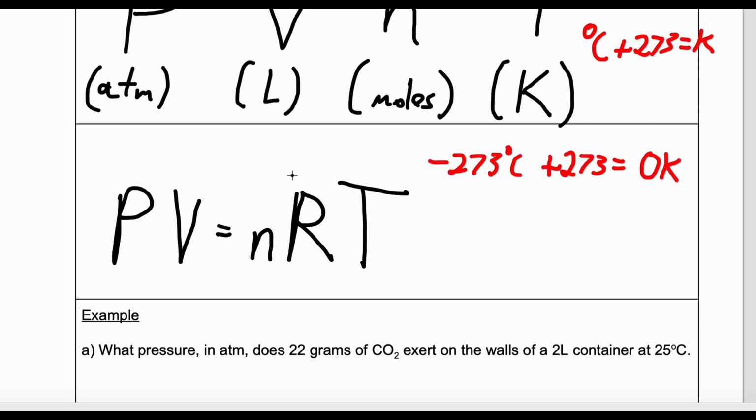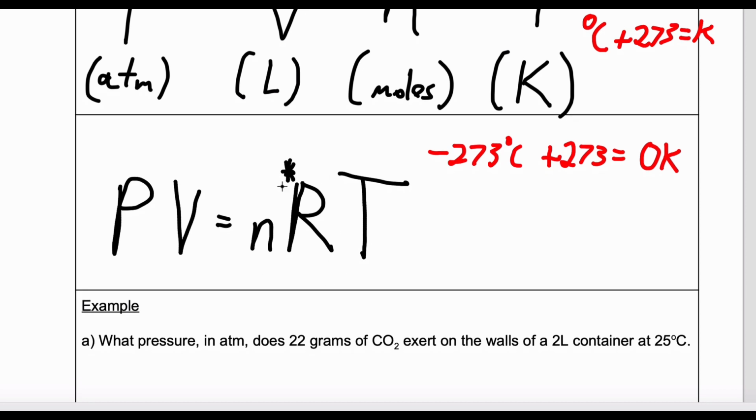You're probably wondering, what the heck is this R? This R is a constant, much like pi, and the value for that is 0.0821. And it's got some funky units on it. We're not going to worry about those units right now.